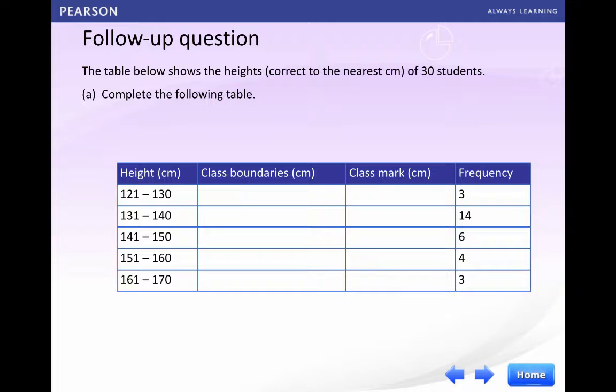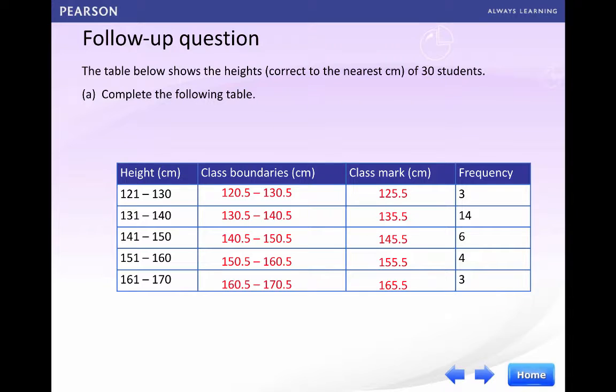So let's see this question. The class interval of the height is 121 to 130, and the next one is 131 to 140. So for the class boundary, you should add 0.5 cm to the class limits. So you will get 120.5 to 130.5. And the class mark, you find the mid value, so you add 121 and 130 over 2, you get 125.5. So you can complete this table.